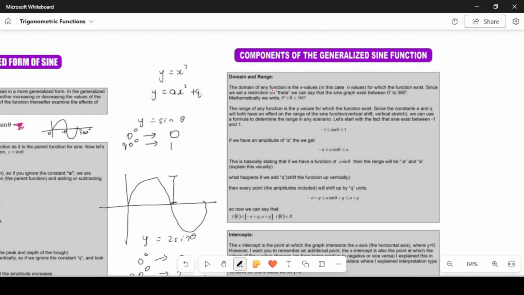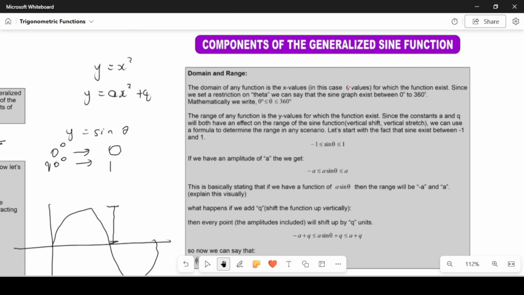The domain of any function is the x values for which the function exists. Since we restrict the theta values that we can use, it'll be between 0 and 360. I already said that. We're working intentionally, because it repeats after 360, we're just going to work in this interval here. The range of any function is the y values for which the function exists.